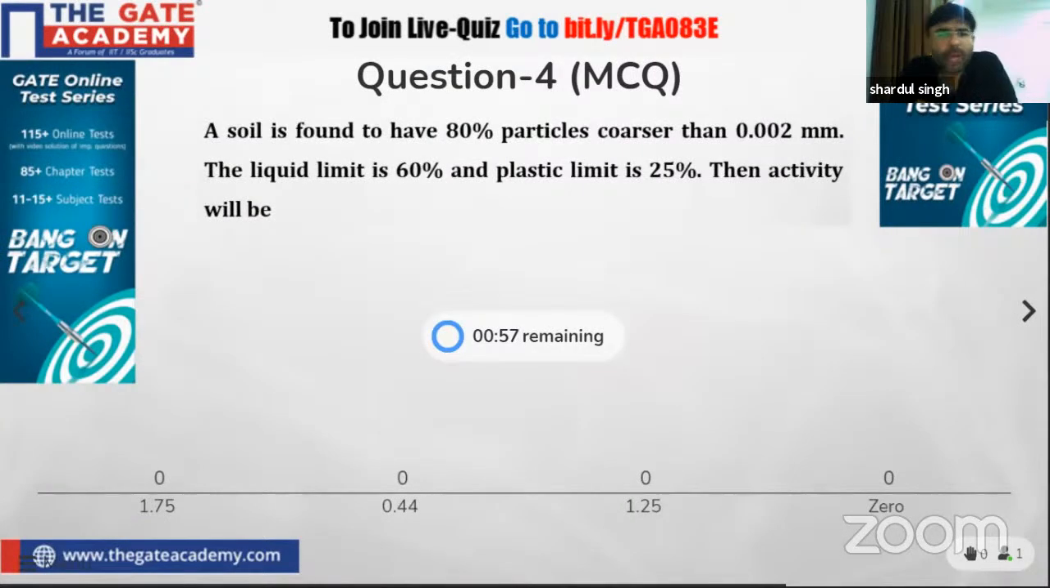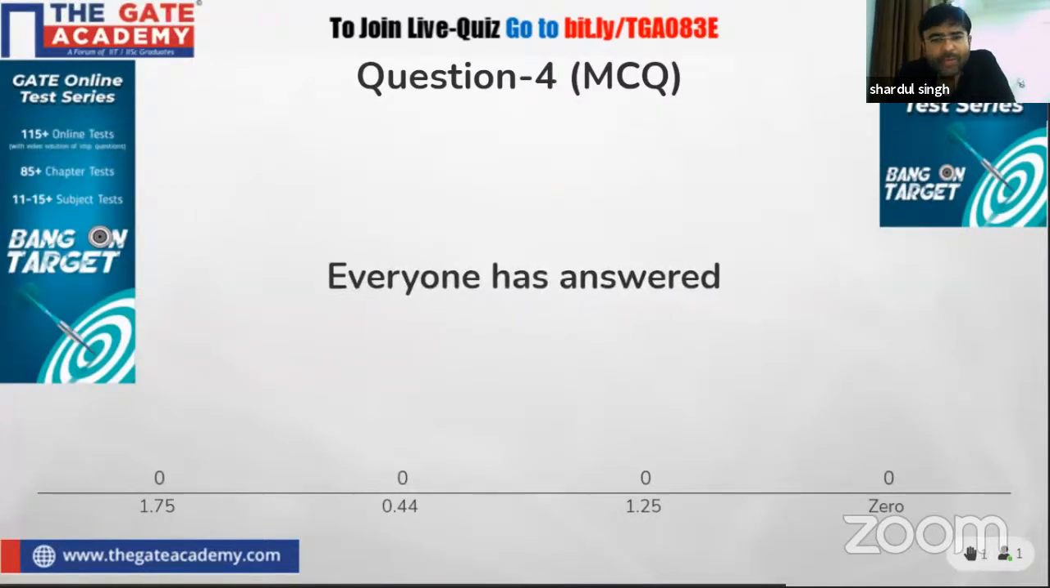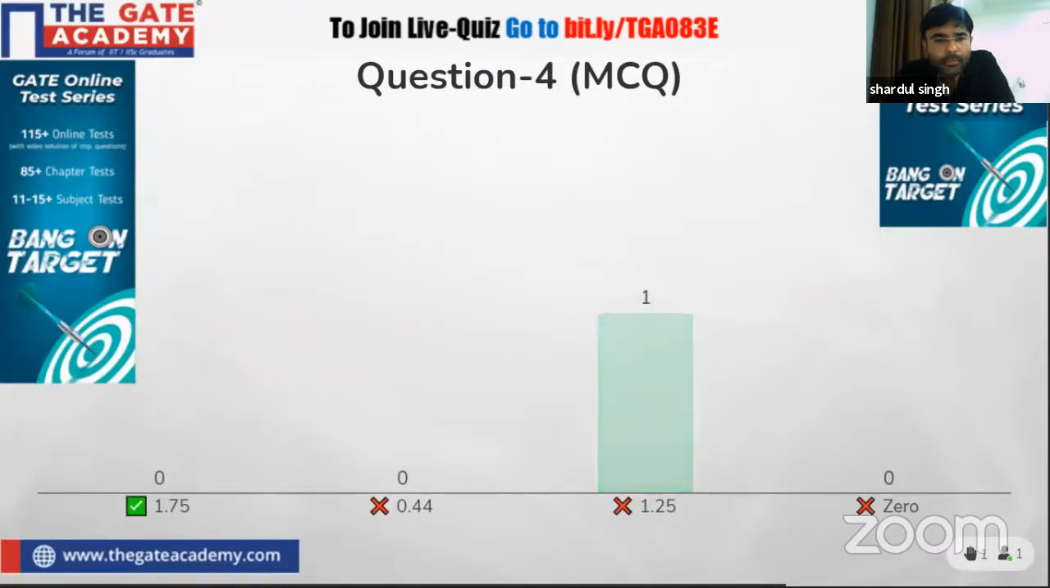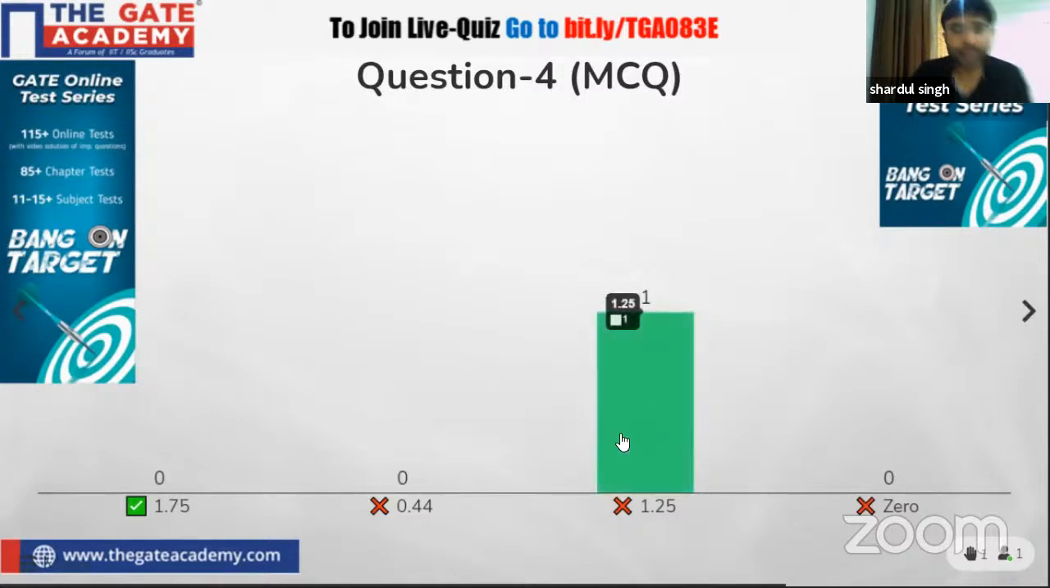A soil is found to have 80% particles coarser than 0.002 mm. The liquid limit is 60% and the plastic limit is 25. Then the activity of the soil will be? What will be the activity of this soil? Still, you are having 45 seconds. This is again, you have answered it wrong.